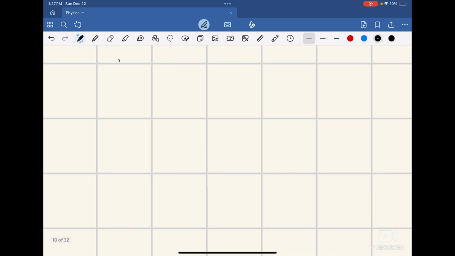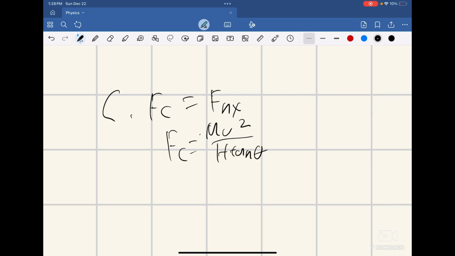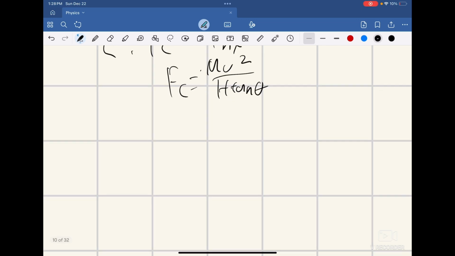Alright, for part C, we are asked to derive an expression for the centripetal force, Fc. Well, we already found Fc, right? Fc is just Fn of x, and Fc is just equal to mv squared over r. And we found that r was just h tan theta. So we're done. That's actually just what we needed to find. We already found it earlier, and we just bring it back here.